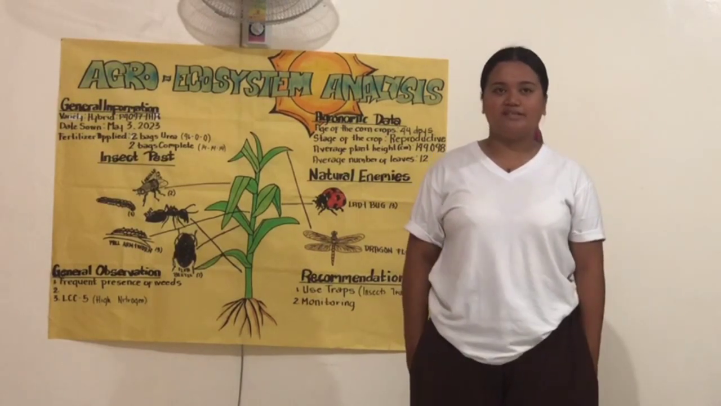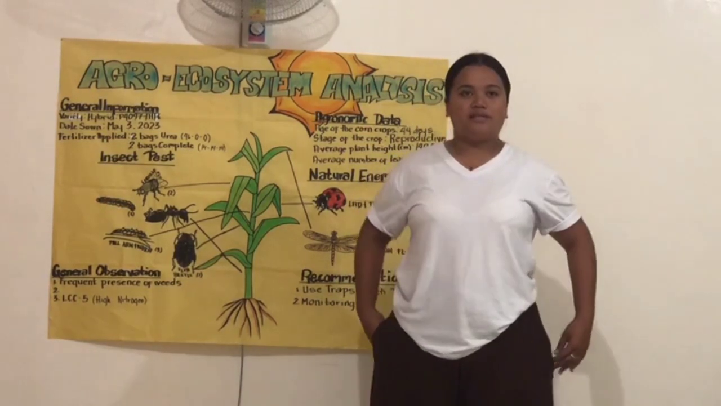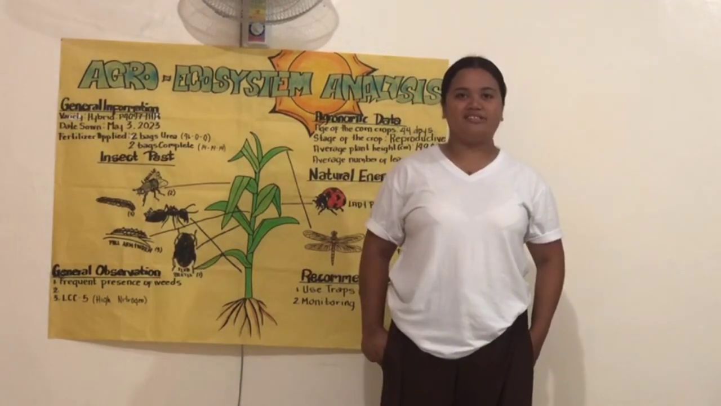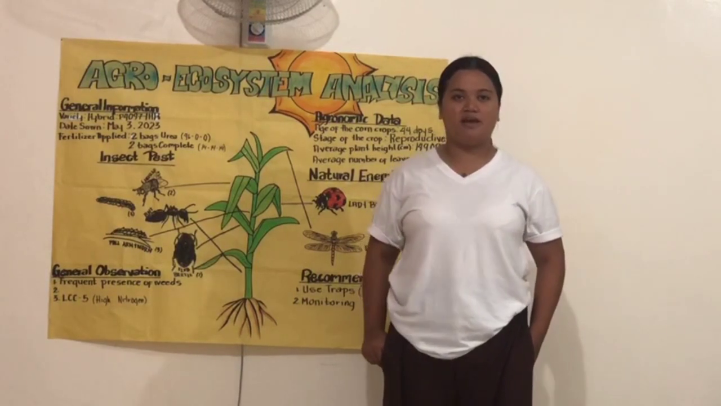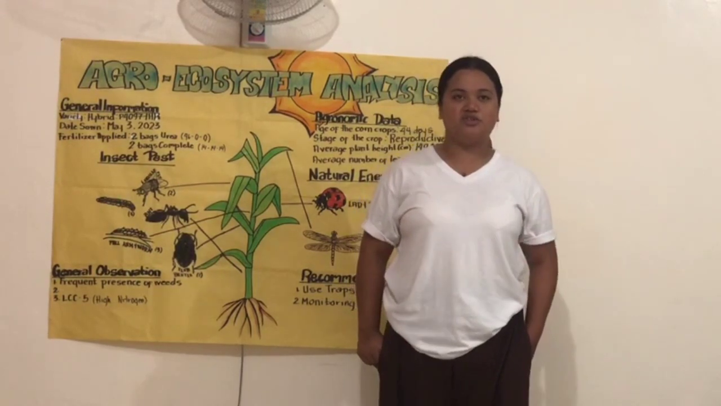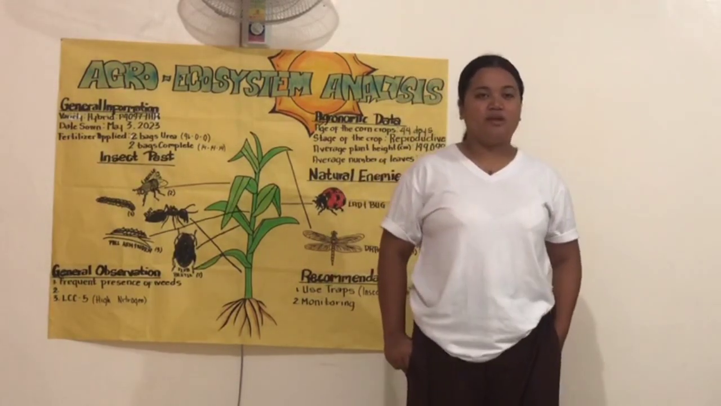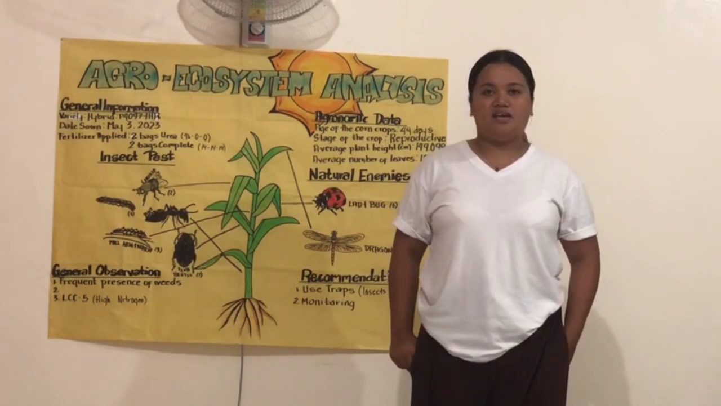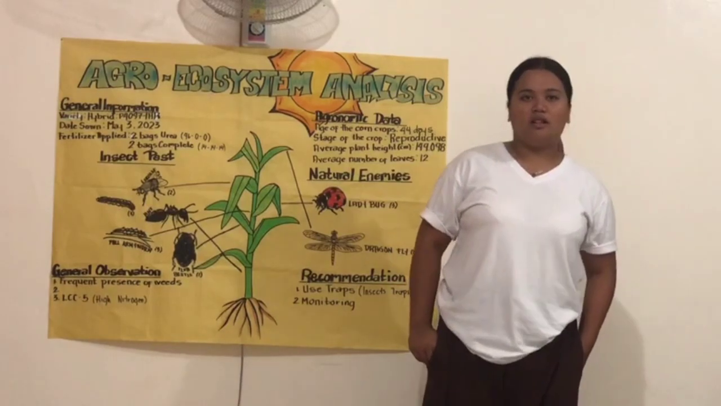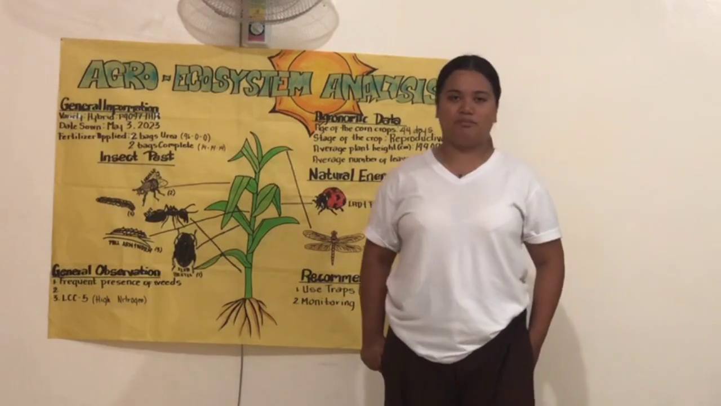The goals of agro-ecosystem analysis in agriculture include, first, sustainable farming practices. By understanding the interactions within the agricultural ecosystem, farmers can adopt more sustainable and environmentally friendly practices that reduce negative impact on the ecosystem. Second, increased productivity. Analyzing the agro-ecosystem helps identify ways to optimize crop and livestock production by leveraging natural processes and reducing the need for external inputs.